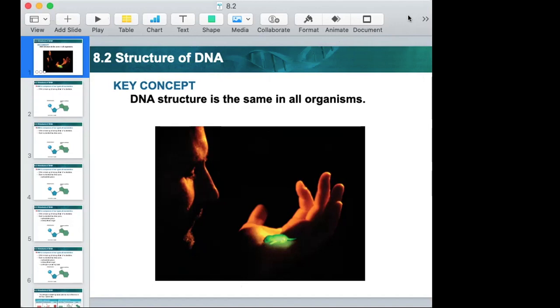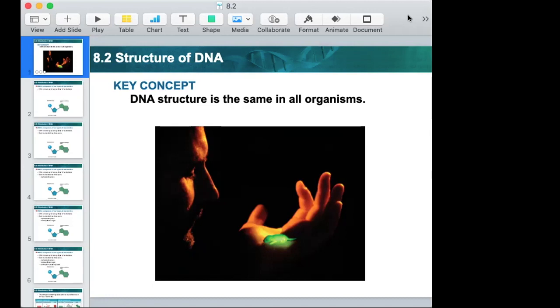Okay, 8.2 today. We talked last week about the experiments that looked at what is being transferred from parents to offspring. Is it protein? Is it DNA? The experiments confirmed that it is DNA that's being passed on. After they knew that, they did more experiments to understand what chemicals make up DNA, how it is structured, how those chemicals affect what's being passed on, how they make genes.